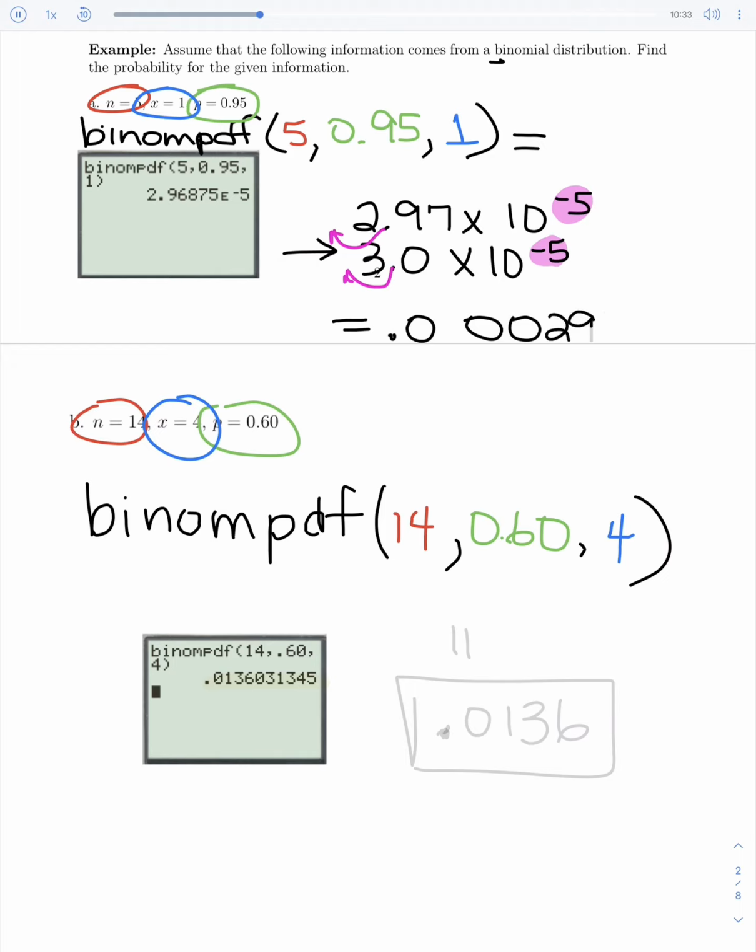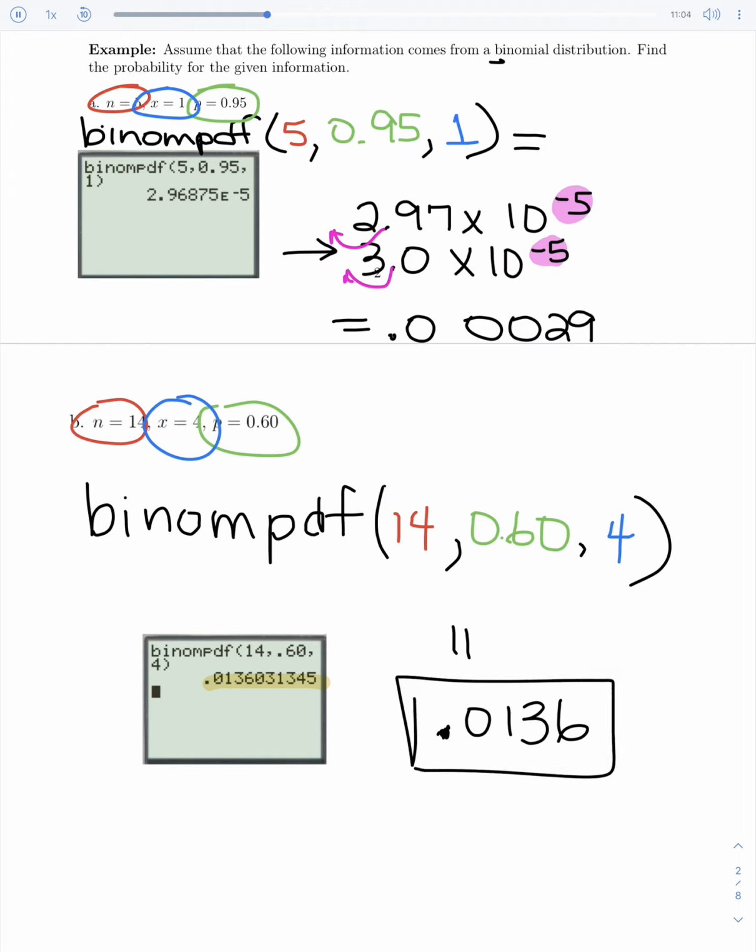So let's see what our calculator gives out for our binomPDF. Well, we can see that our calculator for our binomPDF gives us a straight probability this time, and the output here was 0.0136, which, depending on how they tell you to round, you can round. They'll always let you know exactly how many decimal places they want you to round to. So, that's our final answer.